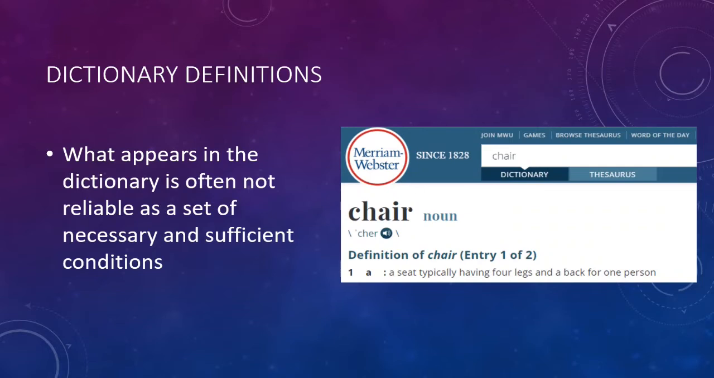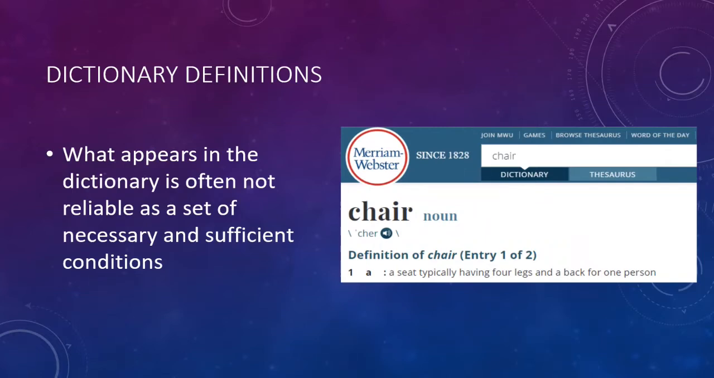But consider the following definition of a chair. Does anybody here not know what a chair is? Hands up if you don't know what a chair is. Great. Okay, so we're all perfectly conversant with chairs. You all feel like if you saw a chair, you could identify it, right? Nobody's confused, nobody's lacking chair knowledge, right? Okay, so how about this definition of a chair? A seat typically having 4 legs and a back for one person. That sound about right to you? That's what the dictionary says, and the dictionary is always right.